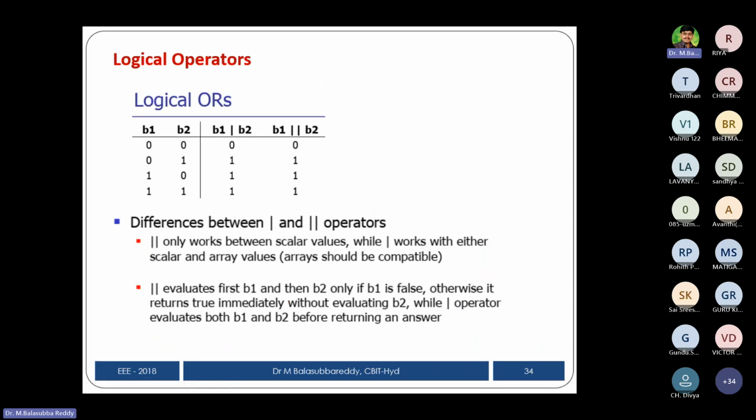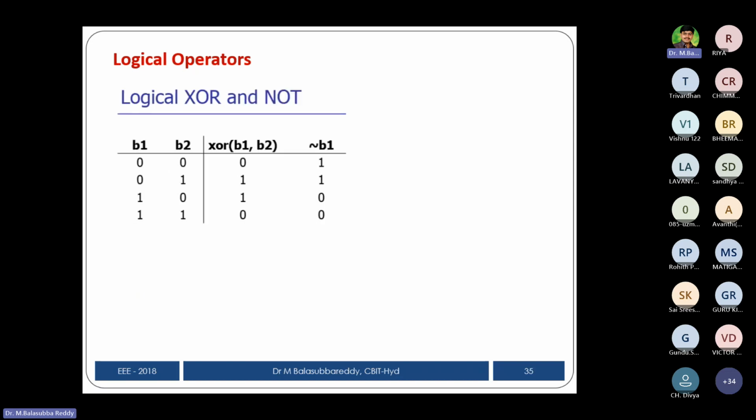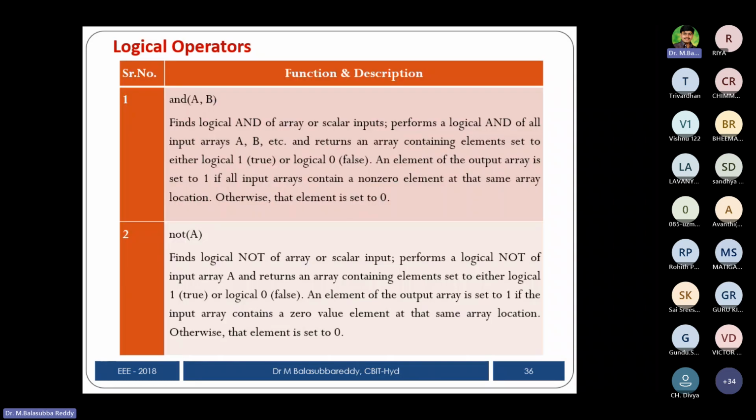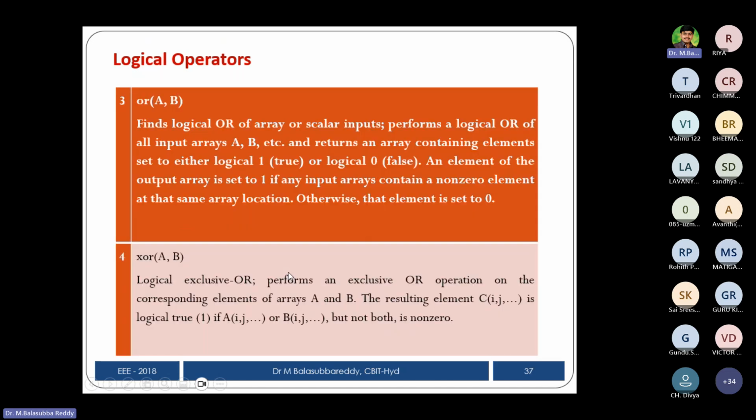I will show you some examples and the difference between the double AND symbol and the single AND symbol, as I mentioned. What is the difference? The same thing applies to the OR symbol, but here either one is checked. That is the truth table. There are also logical operators and functions, like the and function with a comma b, which finds the logical AND of array and scalar inputs. This is just a simple description. It is not required anyhow.